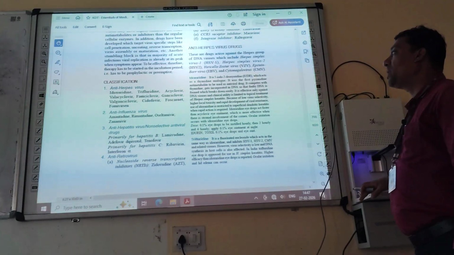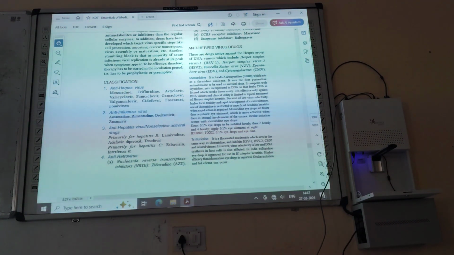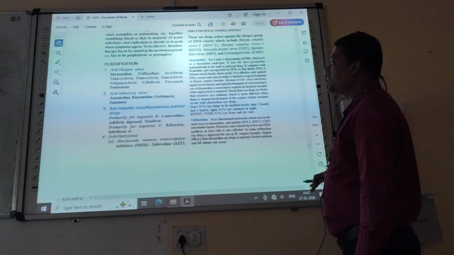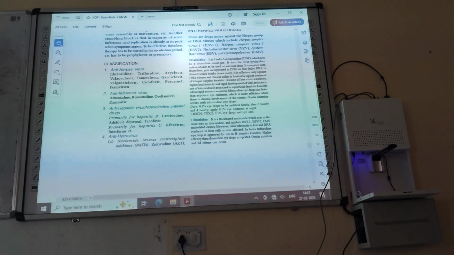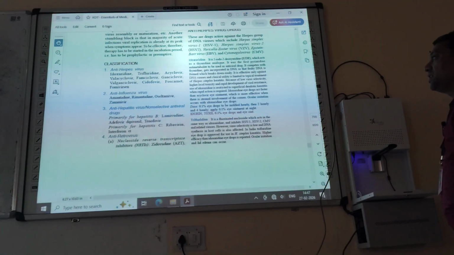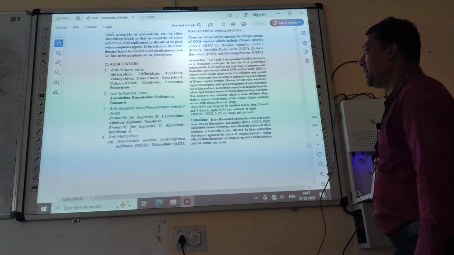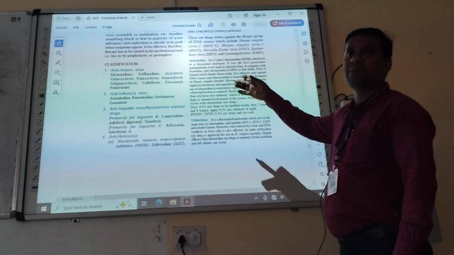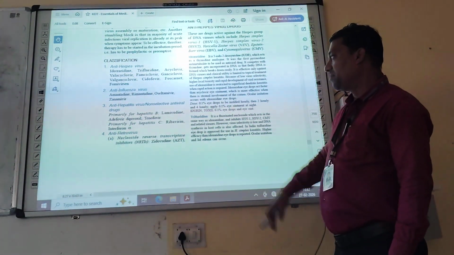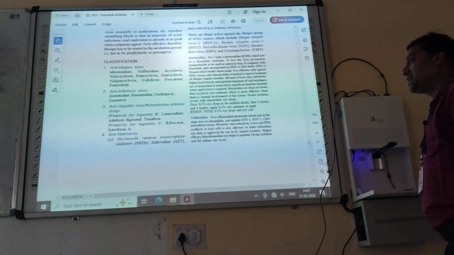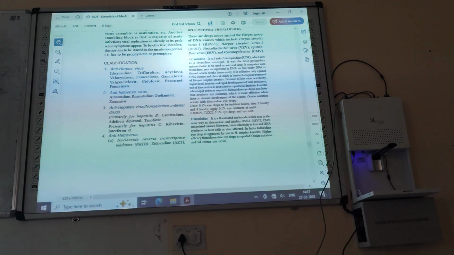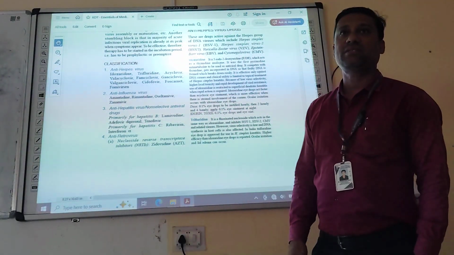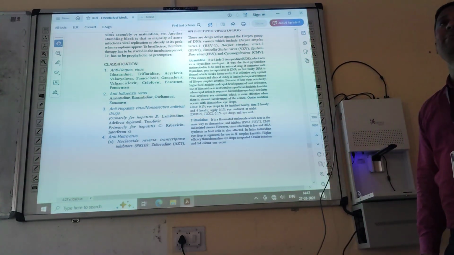Number 2, anti-influenza virus: amantadine, rimantadine. Number 3, anti-hepatitis virus, non-selective antiviral drugs, primarily for hepatitis B: lamivudine and adefovir dipivoxil. You just remember 2 or 3 drugs. Various examples are there. Then number 4, antiretrovirus. The AIDS virus is known as retrovirus.